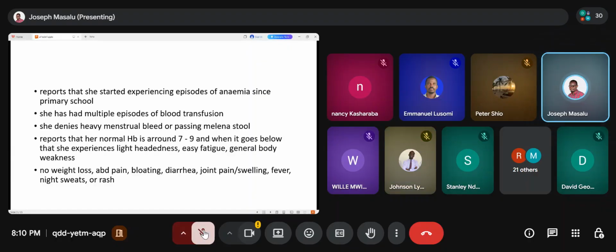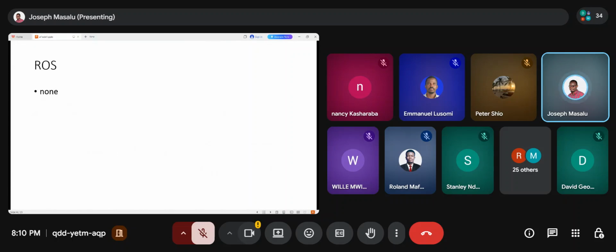She reports that she started experiencing episodes of anemia since primary school. She has had multiple episodes of blood transfusion, and she denies heavy menstrual bleeding or passing melena stool. She reports that her normal HB is around 7 to 9, and when it goes below that, she experiences lightheadedness, easy fatigue, general body weakness. She denies weight loss, abdominal pain, bloating, diarrhea, joint pain or swelling, fever, night sweats or rash. Review of systems, nothing significant. Past medical history, nothing significant.